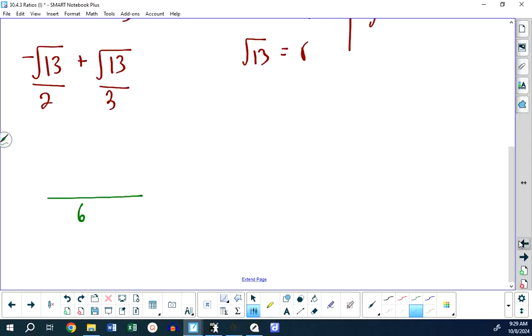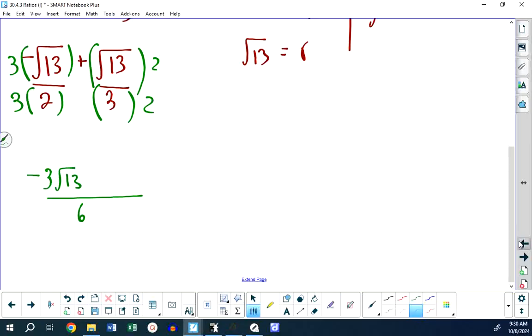So I need to multiply. If you want to write this, you certainly can. But I don't think you need to. I'm multiplying top and bottom of each of those two fractions by a number that will give it a denominator of 6 in each case. So I get negative 3 root 13 plus 2 root 13, and this is all over 6. I get negative root 13 over 6.